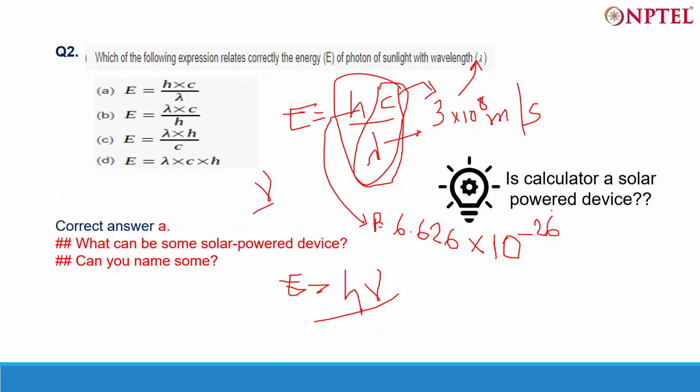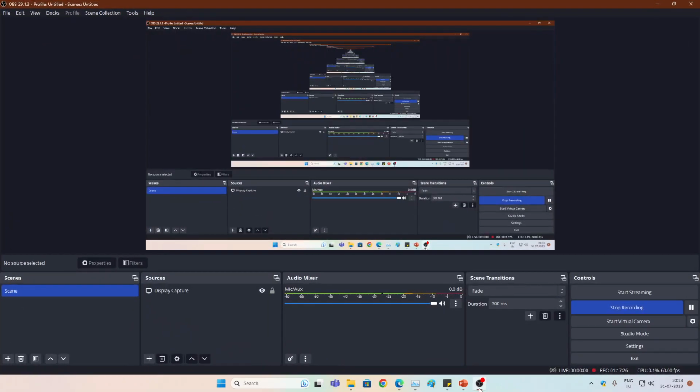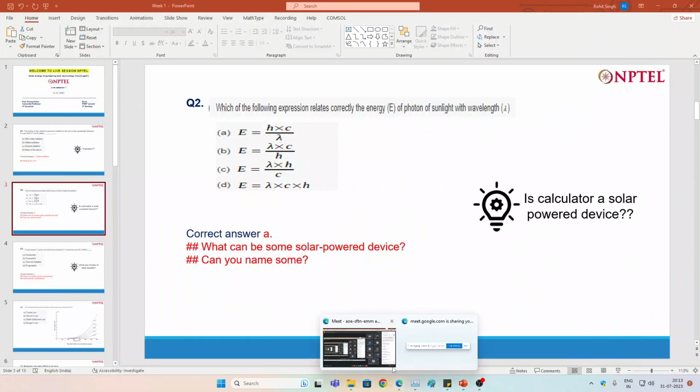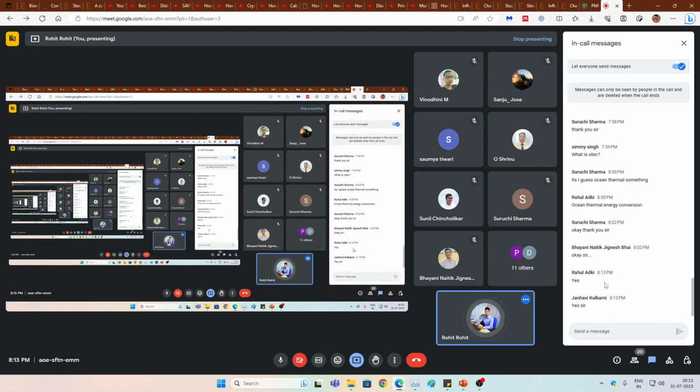Now I have a trick question for you. Is a calculator a solar power device? Anyone? The day-to-day calculators which you use in your houses or in the shops, are those devices solar powered? Let's see what people are saying. Rahul and Janvi have answered yes, and the rest are inconclusive. Natik has also answered. Yeah, it's totally correct. It's a solar power device.